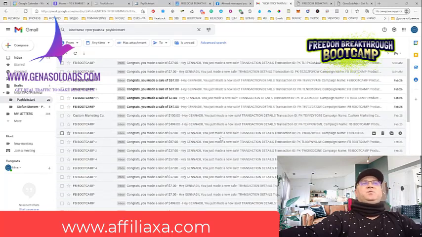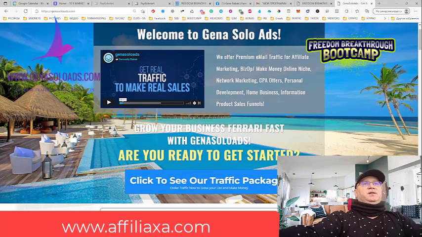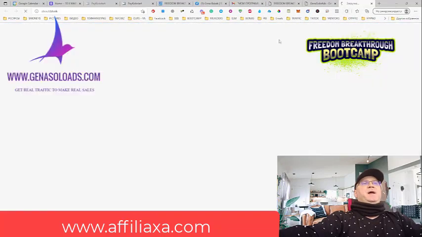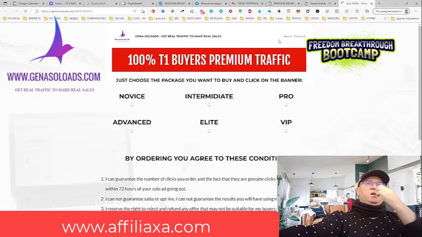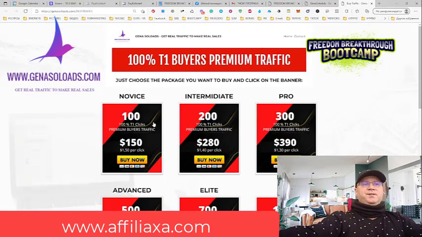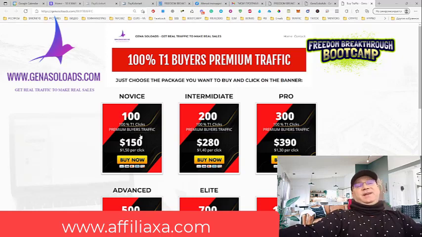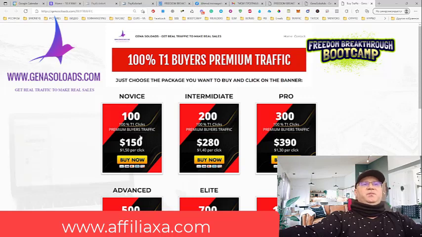Guys, this is how it works for me, but you need to have really good traffic. Again, this traffic is not cheap. I charge $150 for 100 clicks, okay? But again, it's not about money. It's about whether you will get this money back fast or not.